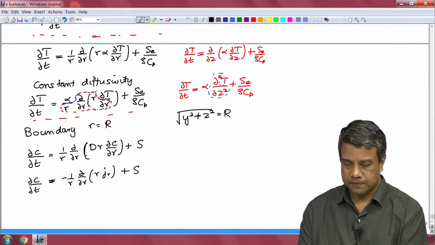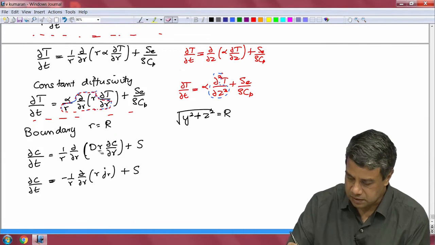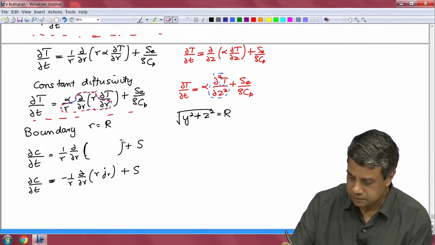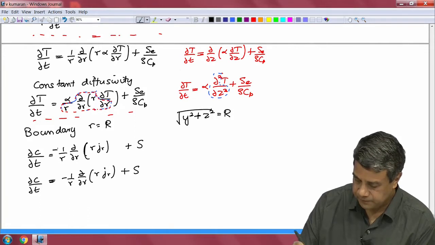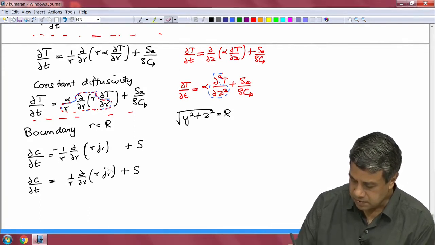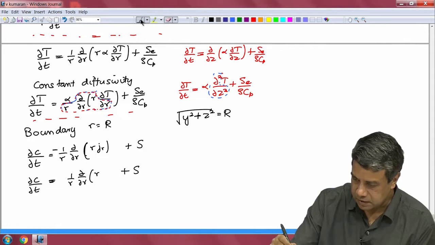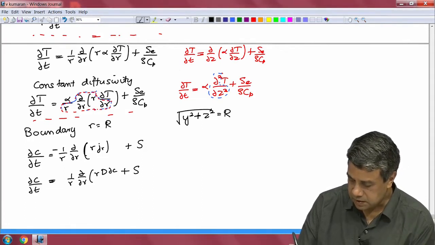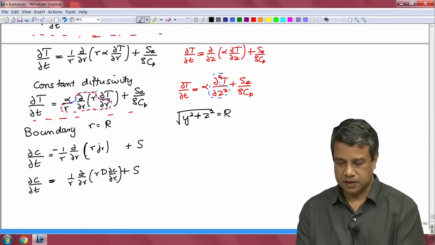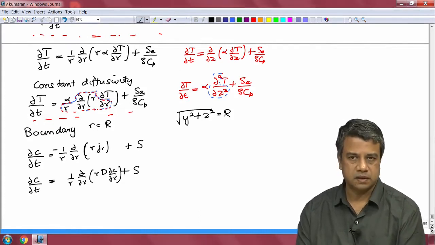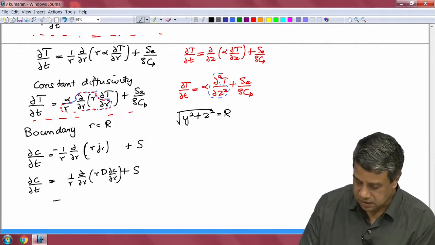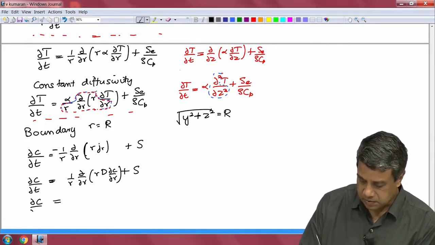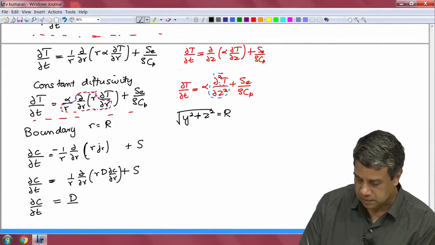So, let me just change the order. So, I will just write this as, with a negative sign. Substitute the constitutive relation, I will get here D times partial C by partial r. Substitute the constitutive relation, this is what I will get, and if the diffusion coefficient is a constant, I can take that out and I will get partial C by partial t is equal to D by r.